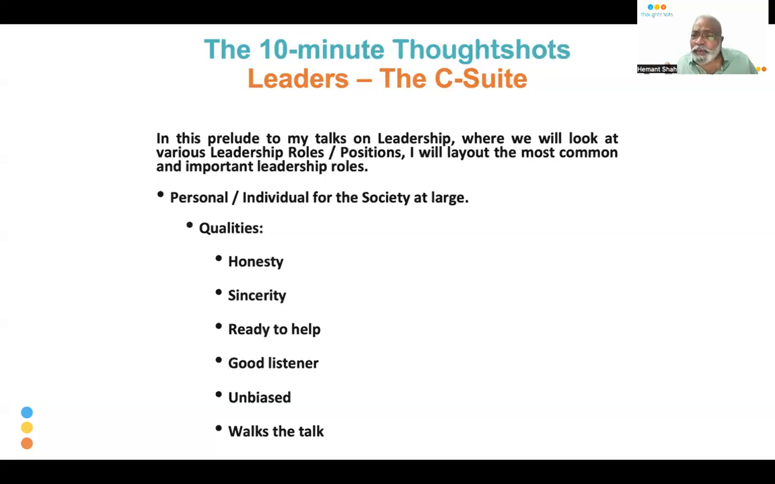And there are certain qualities that are required to be a leader in this kind of a position. Honesty comes at the top of the line. After that, there are many other important things. Sincerity, being ready to help. You can't be a social leader if you're not ready to help people. You have to be a good listener. Just talking is not going to get you anywhere. You have to be a good listener.